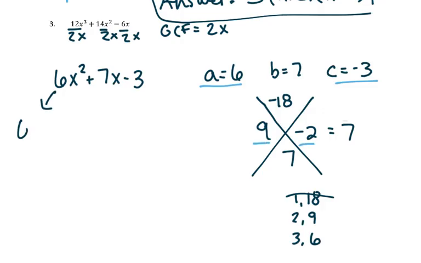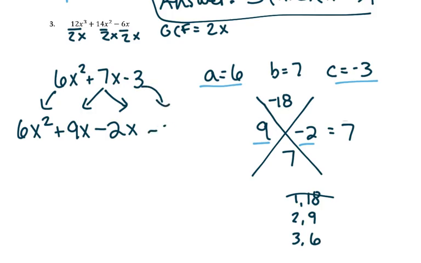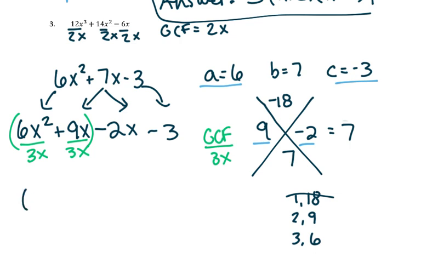We're going to split the middle term. So 6x squared plus 9x minus 2x. Bring down the negative 3. Group the first two. So the first set, GCF, is 3x. So we're going to divide by 3x on both sides. And when we do that, we're going to get 2x plus 3.